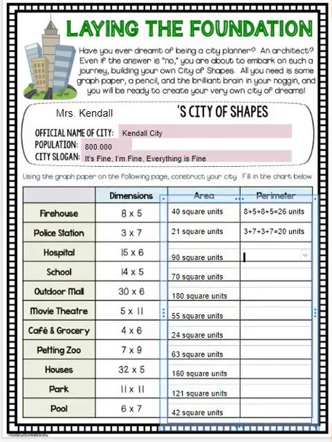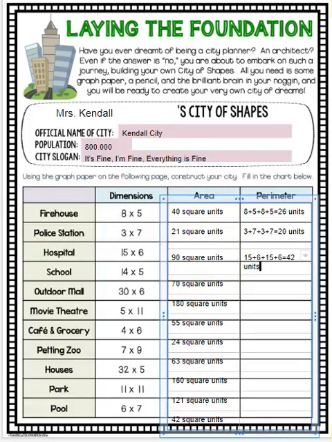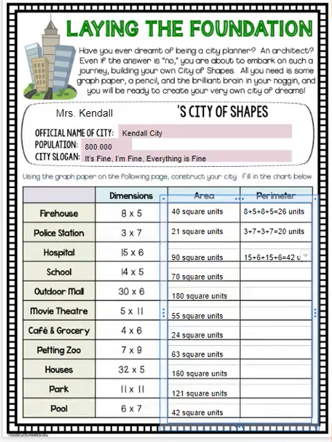Okay, the dimensions for the hospital is 15 by 6. So I know that the sides are 15 plus 6 plus 15 plus 6. That equals a total of 42. I did that mentally. I'm going to check myself in my calculator just to be sure. And that is correct. And I will add on the word units. And this one I'm a little tight on, so I'm just going to write the letter U for units.